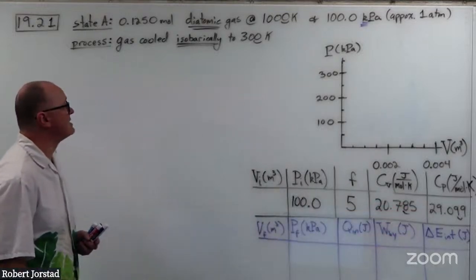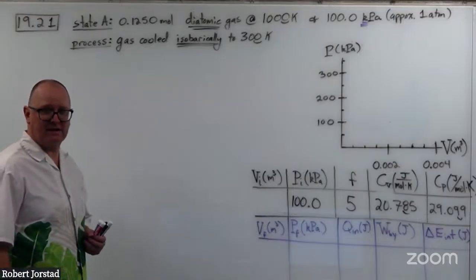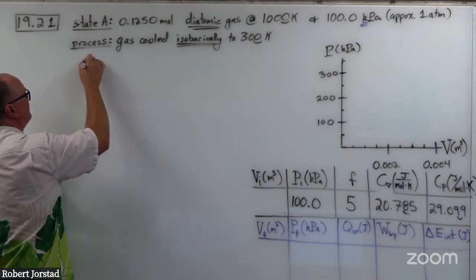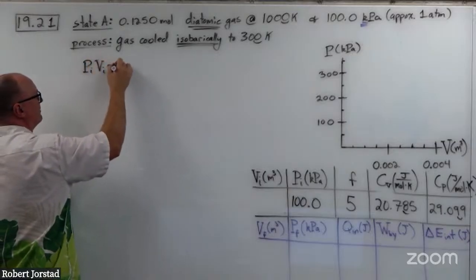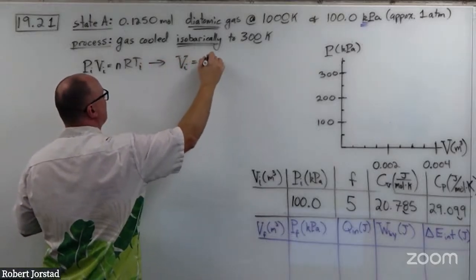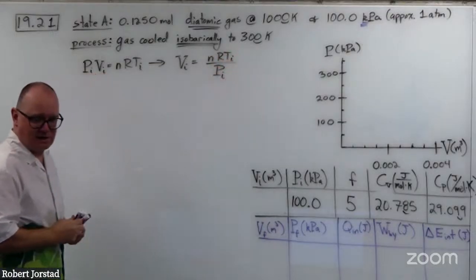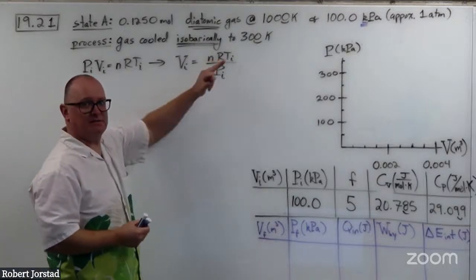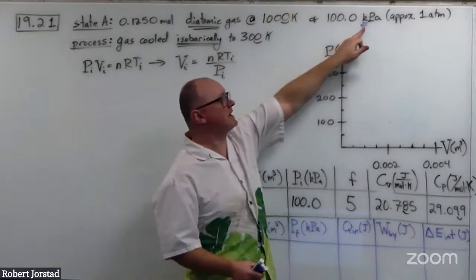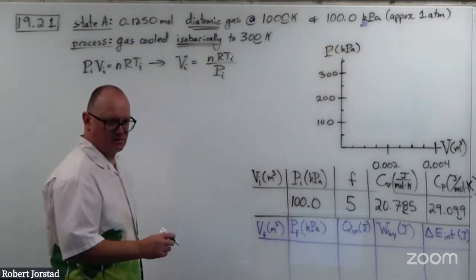Do we know the initial volume? No. How do you get it? Pause the video if you want. 3, 2, 1. Ideal gas law. I know P initial V initial equals nR T initial. So V initial is nR T initial over P initial. What do we want to watch out for when we plug in? Temperatures are in Kelvin. Pressure is in pascals, so don't forget the times 10 to the 3.